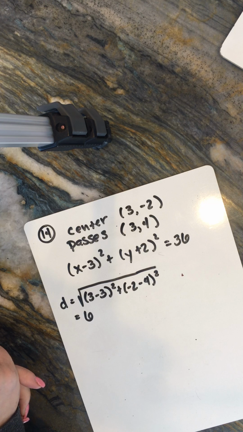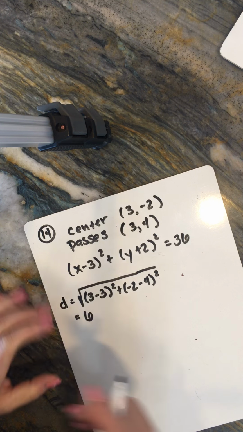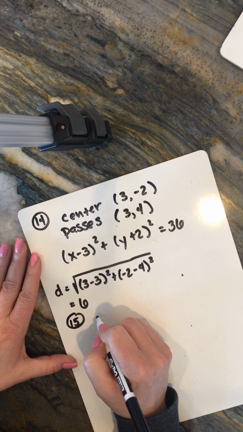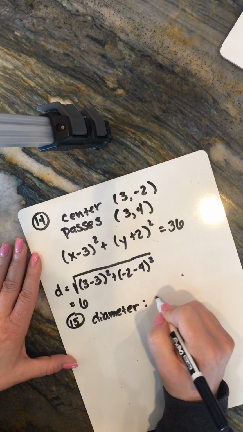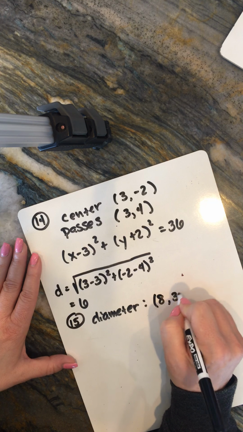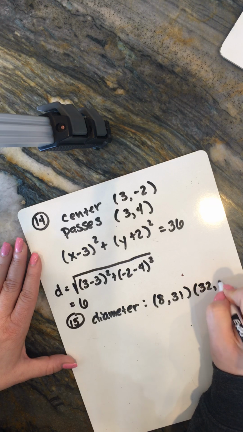15 asks you to write an equation for a circle if the endpoints of the diameter are (8, 31) and (32, 49). Wow, those are big numbers. Okay, so 15, we have the diameter. The endpoints of the diameter are (8, 31) and (32, 49).